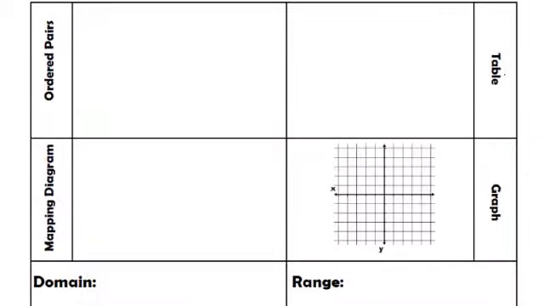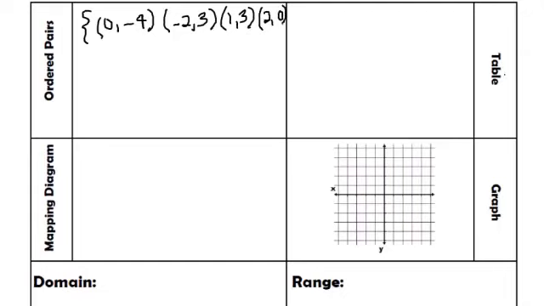There are multiple ways to represent functions. We can do ordered pairs or coordinates. We can do the mapping diagram, the input-output diagram. We can write functions as tables, and we can represent functions as graphs. So for the first one, ordered pair, I'm going to give you a group of coordinates. So (0, -4), (-2, 3), (1, 3), and (2, 0).